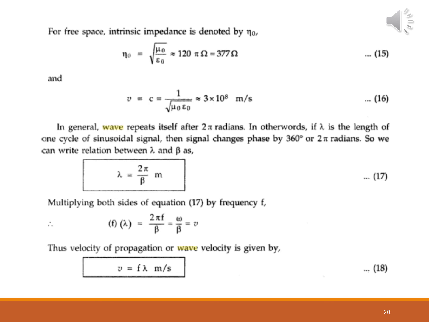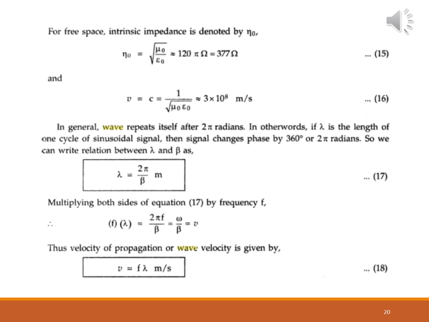So v has a lot of relations. V is equal to 1 by root of mu epsilon. V is equal to omega by beta. Now v is also equal to f lambda meter per second, the velocity of propagation, or it is also called as the wave velocity. Okay, so all these equations you need to know.